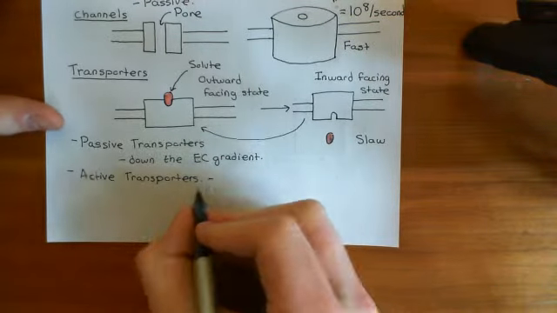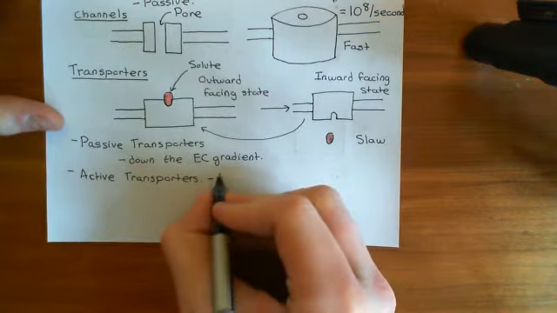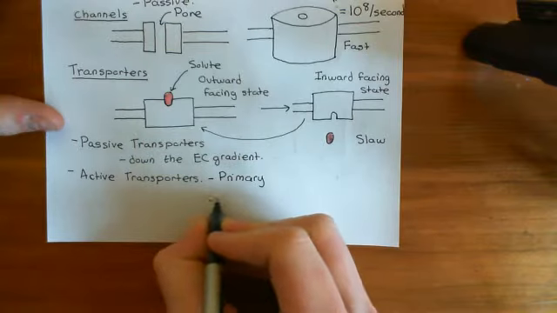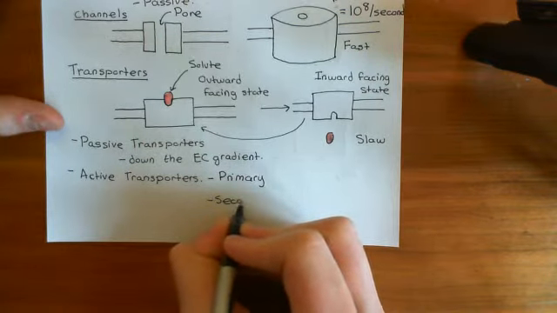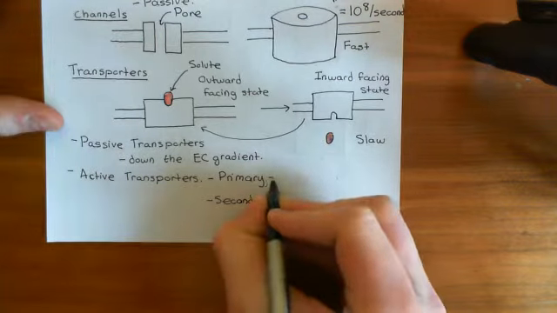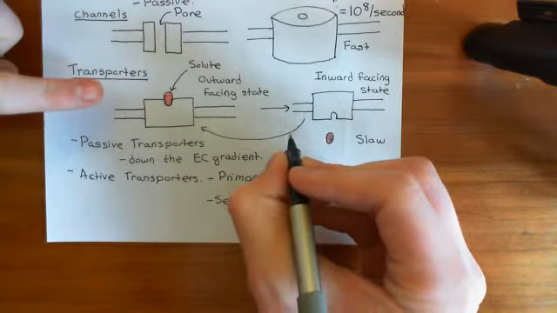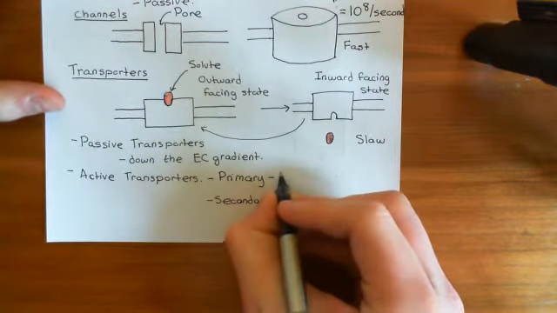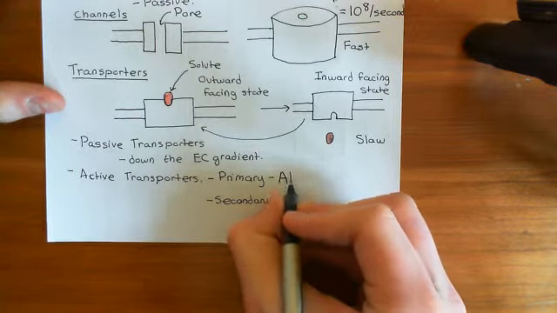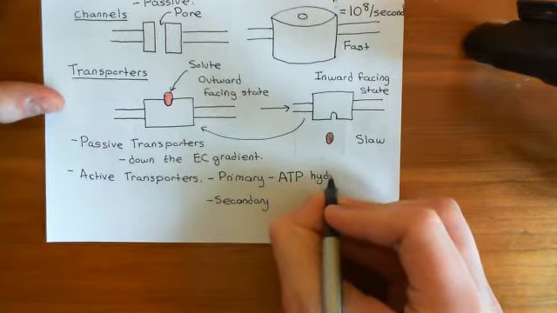So, where the energy comes from then distinguishes active transporters up into primary active transporters and also secondary active transporters. Primary active transporters will move a solute up its electrochemical potential gradient via coupling the process to some sort of chemical reaction. And the chemical reaction that you usually couple it to is ATP hydrolysis.